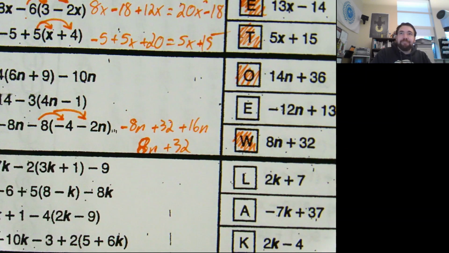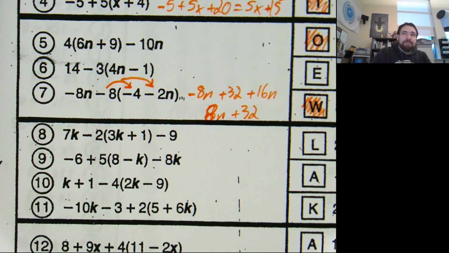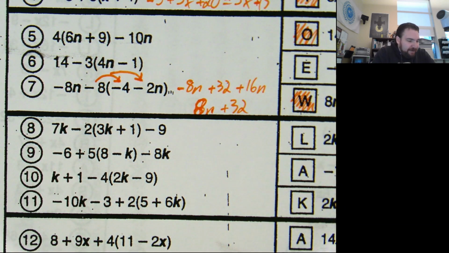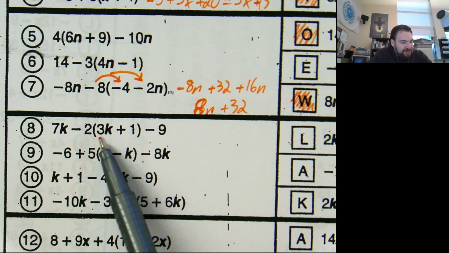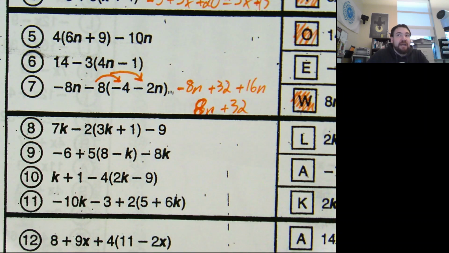Start this. Here we go. Where's number 8? There's number 8. So I've got 7k minus 2, and then in brackets 3k plus 1, and then in brackets minus 9.